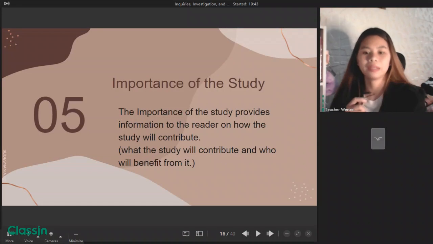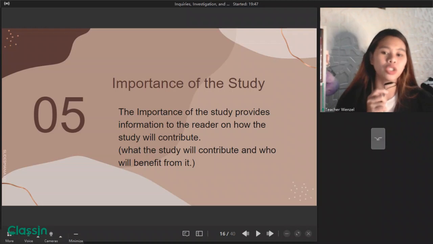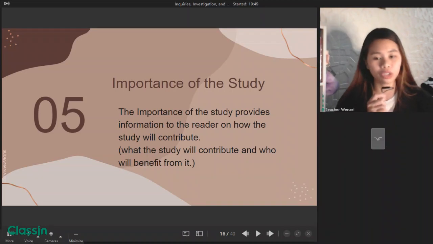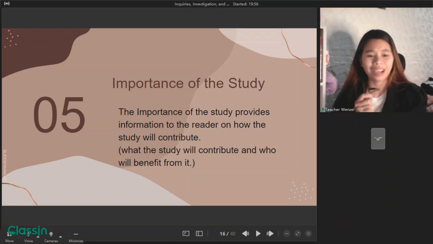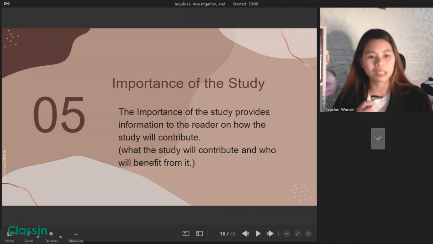importance of the study, right? The importance of the study provides information to the reader on what the study will contribute, how it will contribute, and who will benefit from it. I think this is the easiest part. You will just identify who are the beneficiaries of your research and its benefit to them, like in the sample given here.